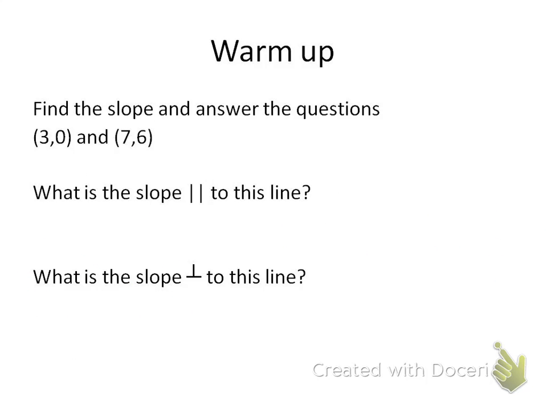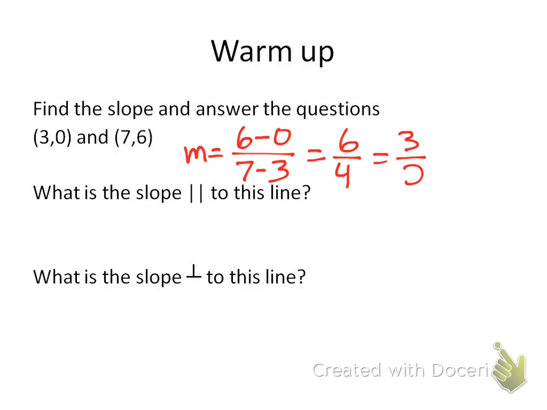All right, warm-up part 2 is just like the problems we were doing in class yesterday. So we want to find the slope first. I'm going to subtract my y values on top. I'm going to subtract my x values on the bottom. I'm getting 6 over 4, which simplifies to 3 over 2. That is my slope. What are your questions on the first part?